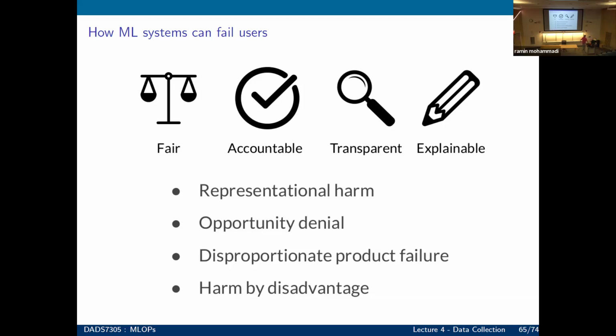So these are different ways, and there are actually more to this, but these are the important ones that ML models can fail people. And lots of these are technically silent.